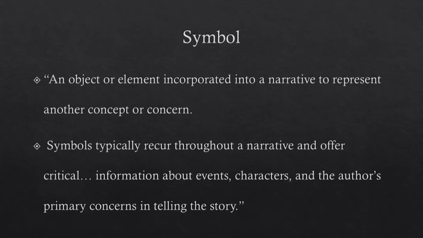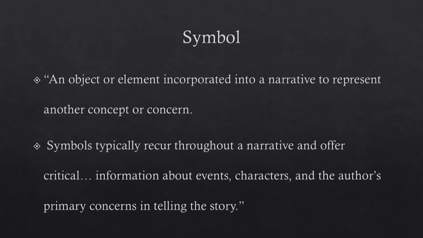So a symbol is an object or an element incorporated into a narrative, included in a narrative to represent another concept or concern. So one thing stands for another thing. That in short is the definition of a symbol. Symbols typically recur throughout a narrative and offer critical information about events, characters, and the author's primary concerns in telling the story. So the symbols give you a hint about why certain things are included in the story and what could be the larger consequences for the inclusion of certain elements or objects or scenes.